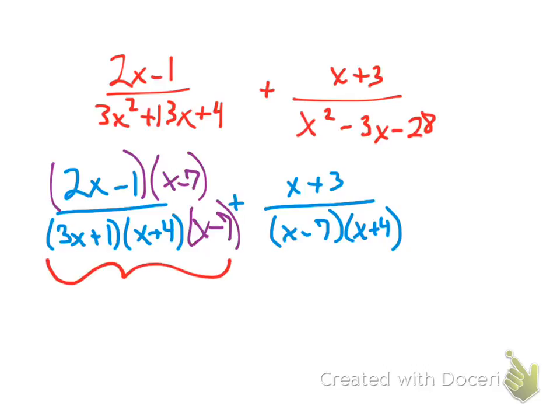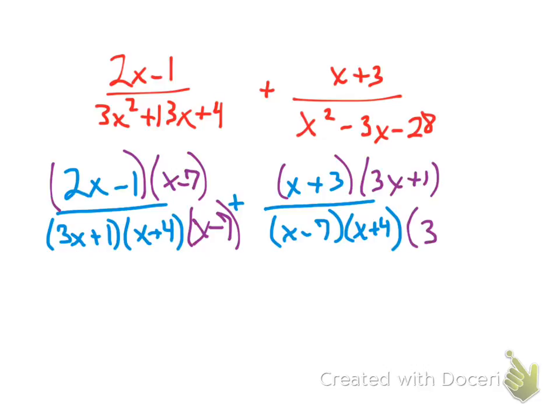But now if we look at the denominator here, I have my x plus 4, I have my x minus 7, so that is the same. The problem now is the fraction on the right does not have a 3x plus 1. So using the same idea, I'm going to multiply by the 3x plus 1. Now my denominators are the same. I have a common denominator. It is these three factors multiplied together. I am not going to multiply them though. I'm going to keep them in factored form.